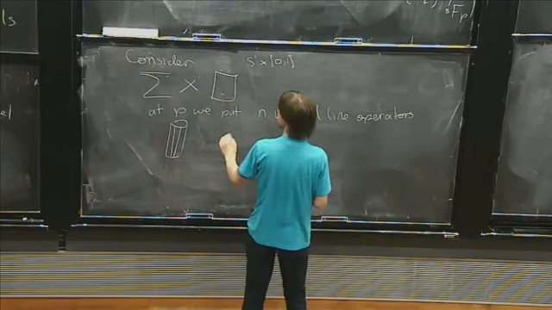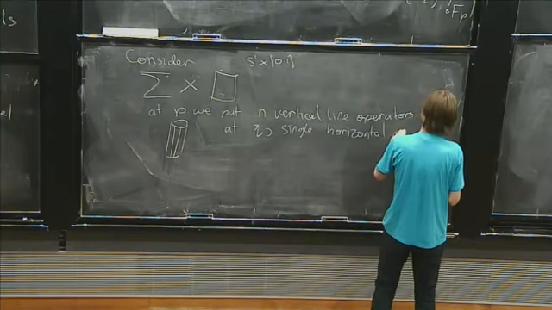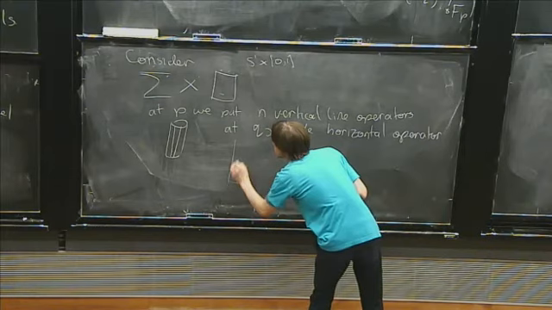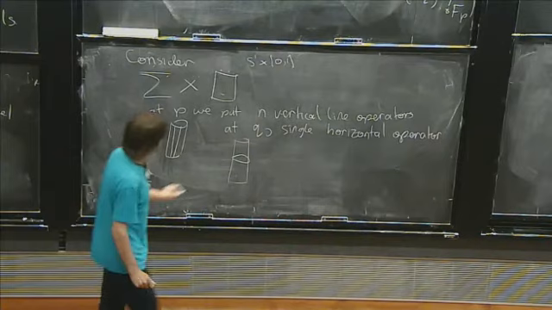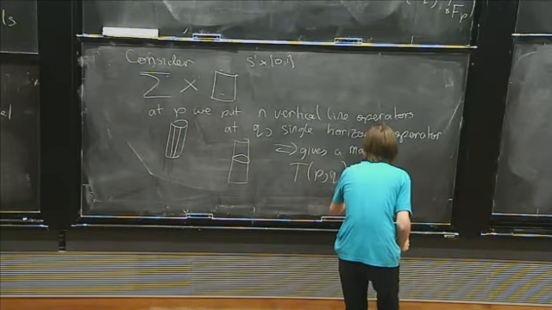At Q, we have a single horizontal line operator, like this. Okay, this gives a map V_P tensor n to V_P tensor n.